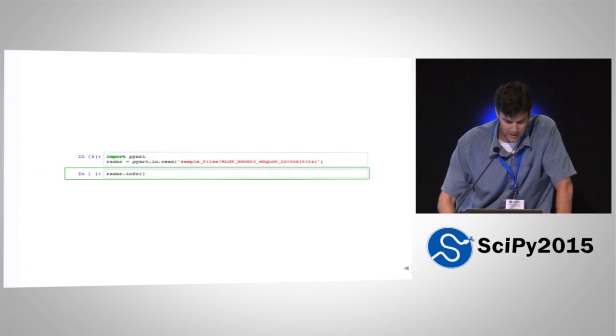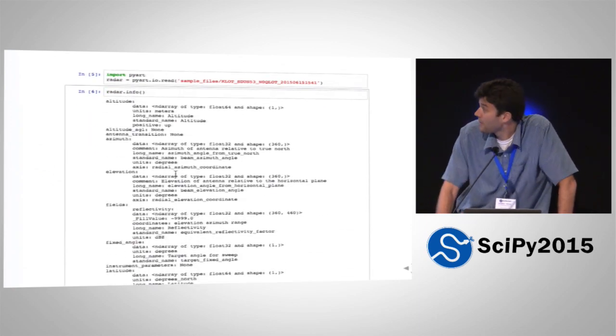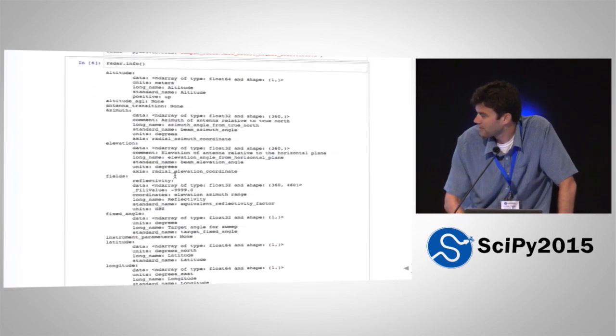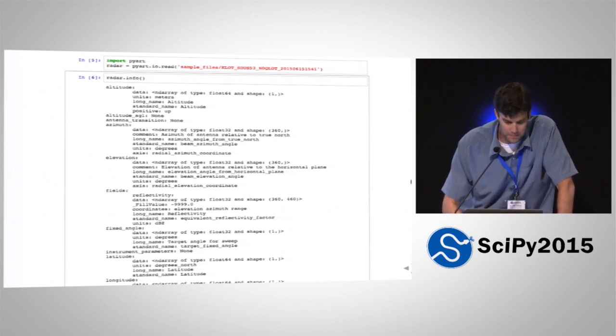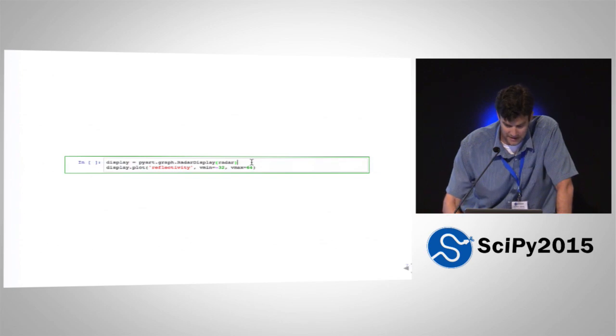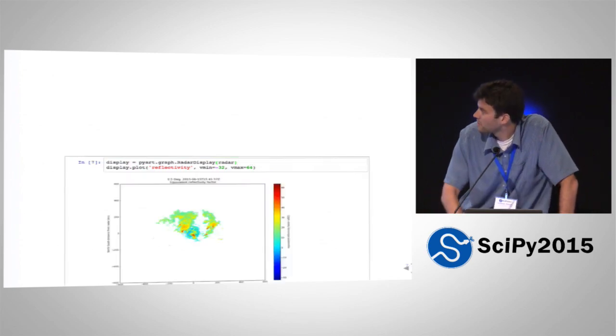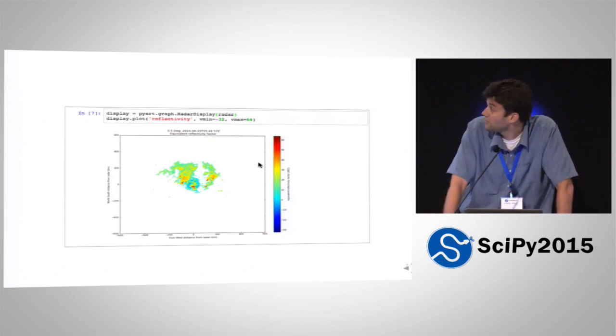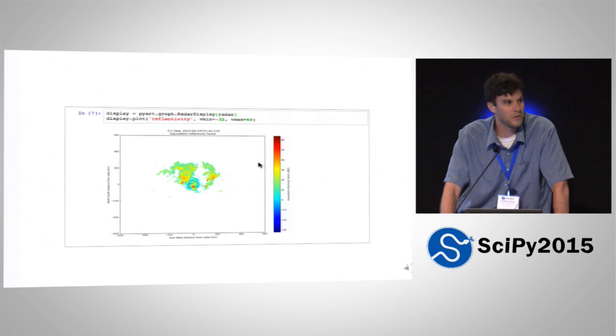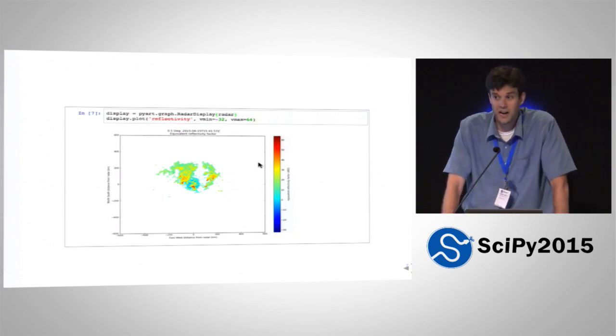If we want to know a little about that information, we have an info method that will print out everything. This is kind of like ncdump, except on a radar file. And if we want to plot that data, we have to make a display object, and then we can call the plot method of that object. So this data is from June 15th from the KLOT radar, which is right by Chicago.